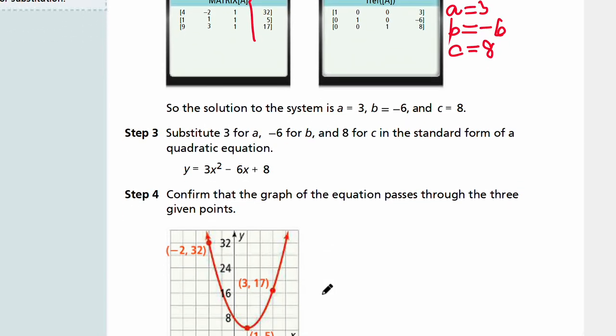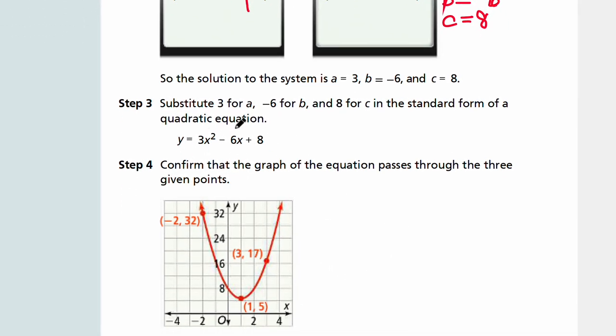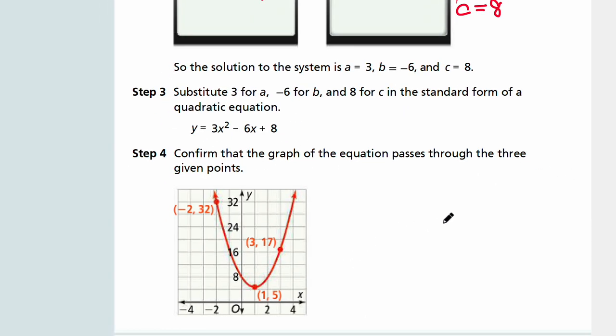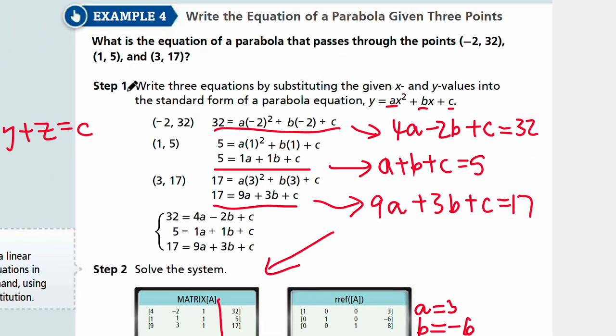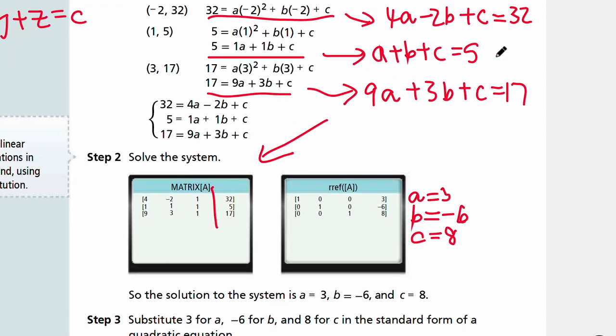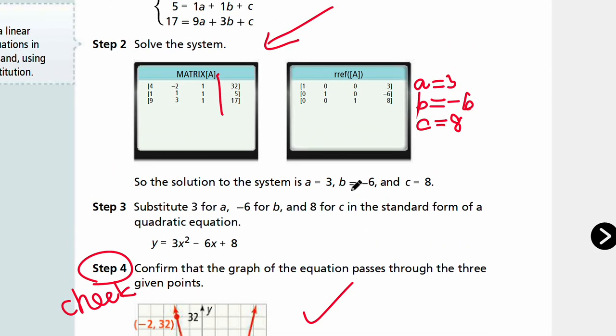And then you can confirm by graphing, check your solutions. You can graph this parabola, this quadratic equation, and check if all the points are in the graph. (1, 5), (3, 17), (-2, 32). They are all on this parabola. So this is step 4, just checking your answer, which is correct. Okay, so it's not too hard if you use the matrix to solve the system.